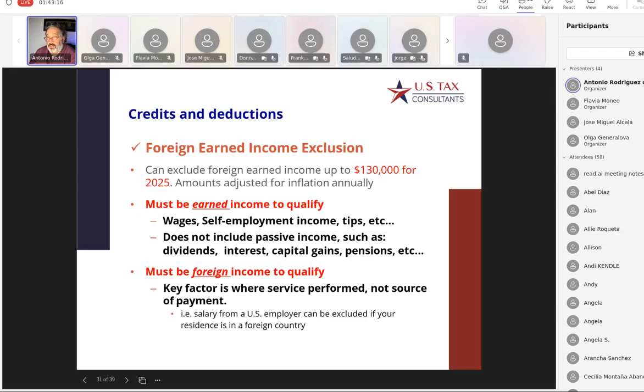And it must be foreign income. That means you have to be in Spain, work in Spain, and work from Spain to qualify for this foreign income. It is important to remind you that the salaries from a U.S. employer, even if they are paid in a U.S. bank, can be excluded because the residency is in a foreign country, and by U.S. law that salary is considered a foreign salary. Okay.